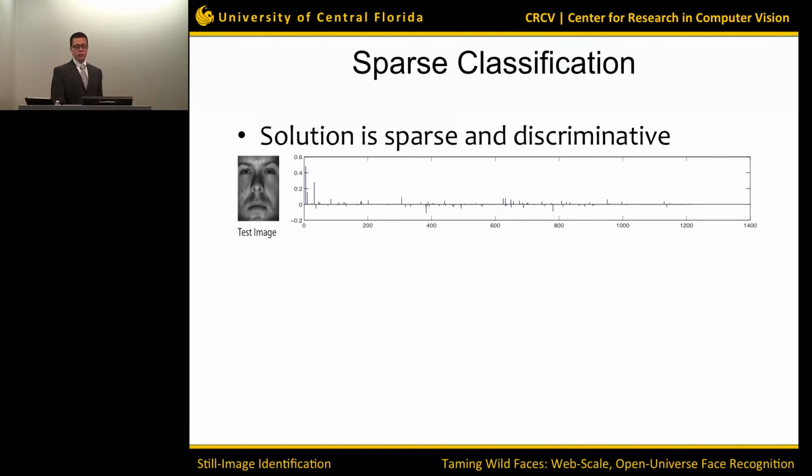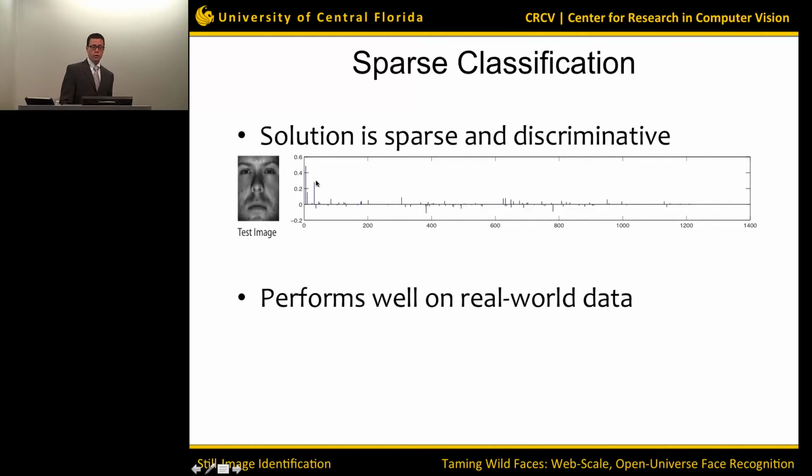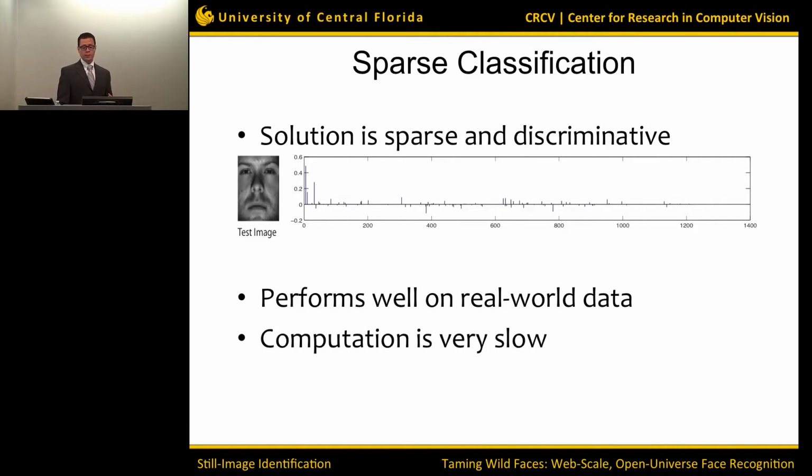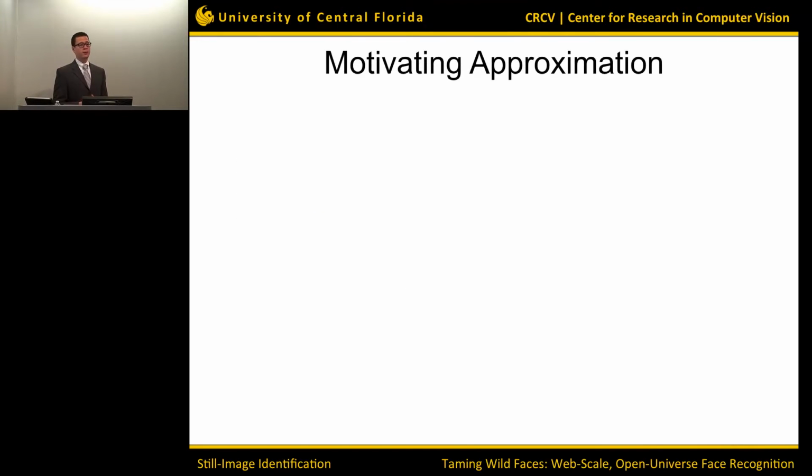So here's an example of the sparse vector that's reconstructed, given the same image that I showed earlier, and you can see that it's dampened out most of the noise that we saw in the previous one, and we still have the high peaks here at the beginning. We found that it works well not only on controlled data, but also on real-world data. However, it still is computationally very slow. So what we want to do is motivate approximating this sparse coefficient vector.